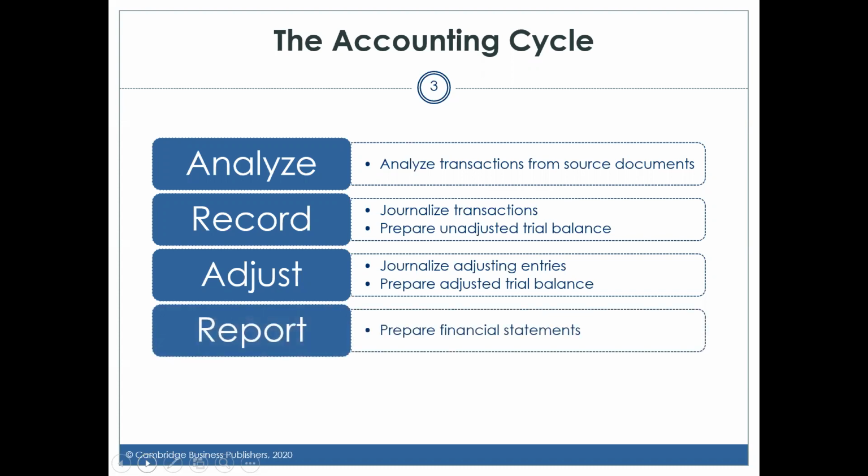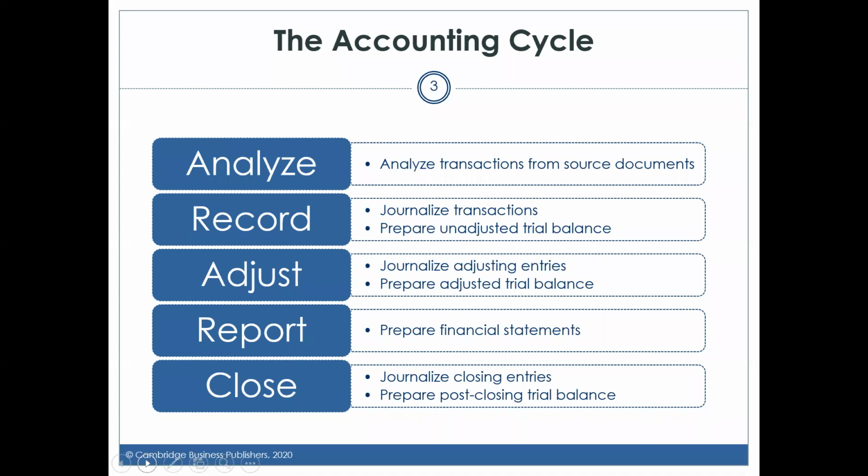And then after you've prepared the adjusted trial balance, you can prepare the financial statements, which is basically you're reporting the results to the shareholders and to the creditors and to the regulators. You're releasing your information publicly, you're reporting. And then after preparing the financial statements, you close the books. So you make closing entries, you make journal entries that close the books, and then you prepare a post-closing trial balance.